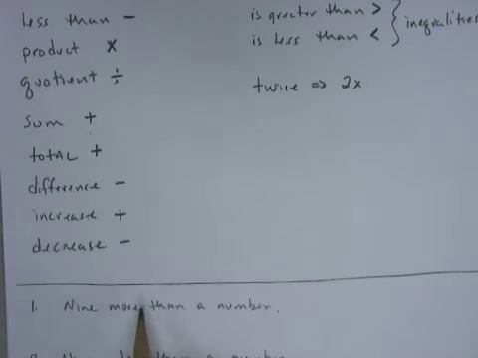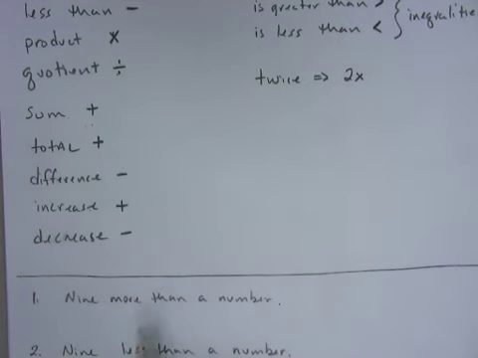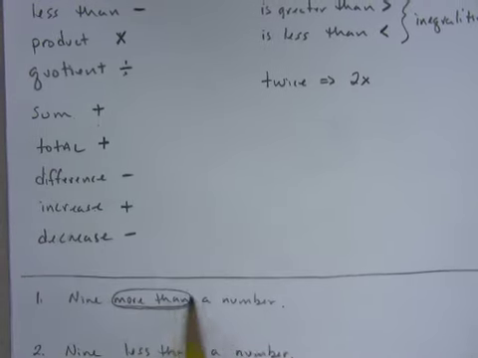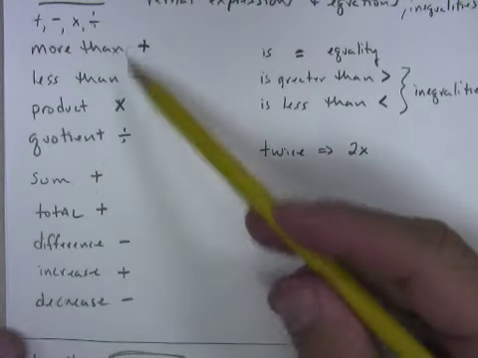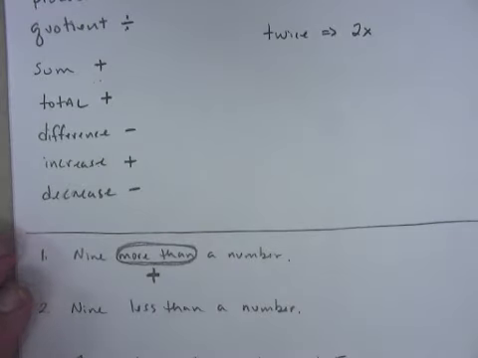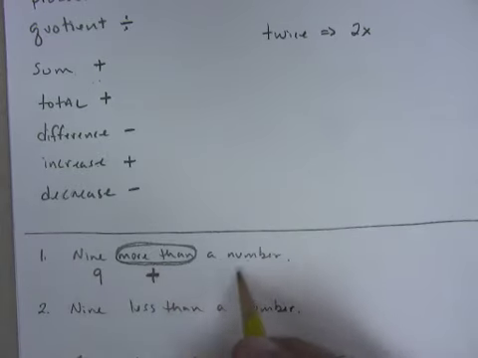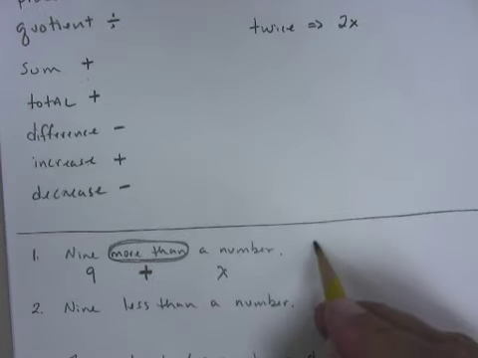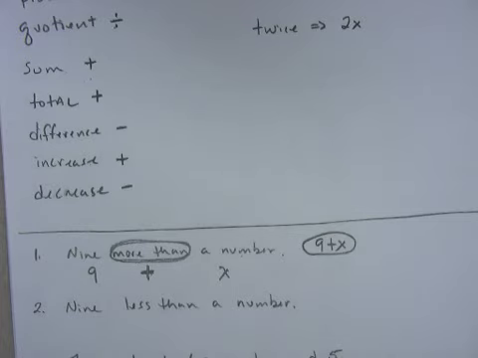So, 9 more than a number. The easiest way that I find to do this is to find the key words or key phrases. More than, for example, is a key phrase. I go back up here and I see more than is addition. So I put addition right there, and then I fill in the rest. 9 is just 9. So 9 plus, and a number I can call x. So this one's going to be 9 plus x. So that's 9 more than a number.